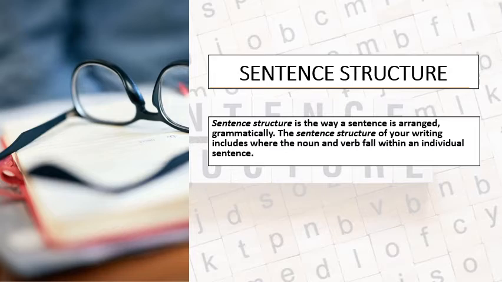For example, Ram is the subject, eats is the verb, and mango is the object. Ram eats a mango. So it is a subject, verb, object pattern. If you arrange it in another order, like Ram mango eats, the sentence has no meaning. So sentence structure is how you arrange the verbs and nouns or objects in a sentence.